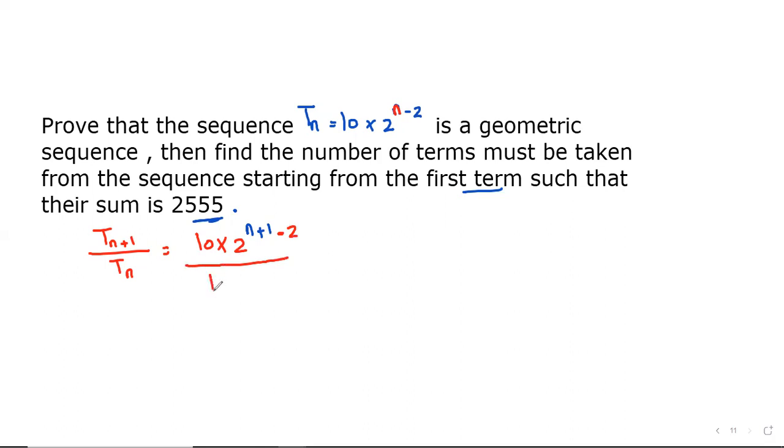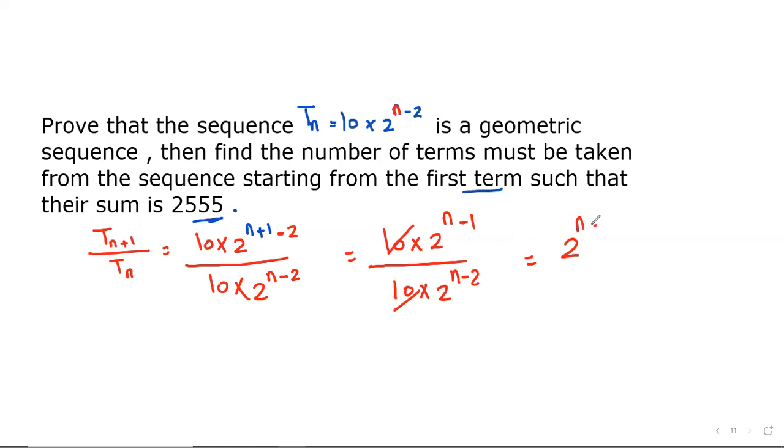Over Tn, which is 10 multiplied by 2 to the power of n minus 2. So it will be 10 times 2 to the power of n, and 1 minus 2, it's minus 1, over 10 times 2 to the power of n minus 2. Cancel 10 and 10. So you will end up with 2 to the power of n minus 1 minus n plus 2. Cancel them out. So it will be 2 here, 2 to the power of 1.